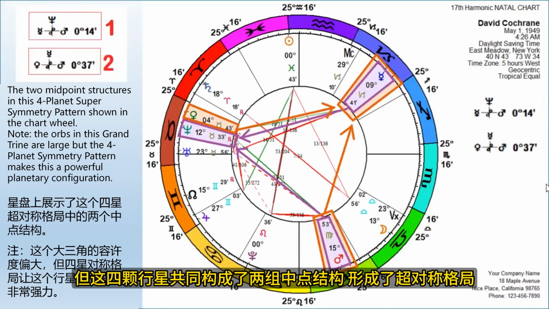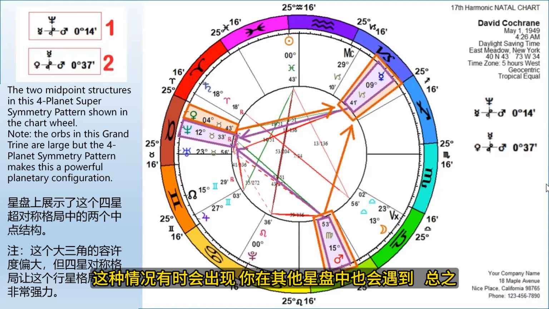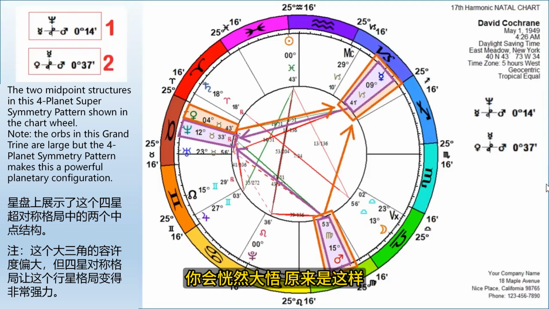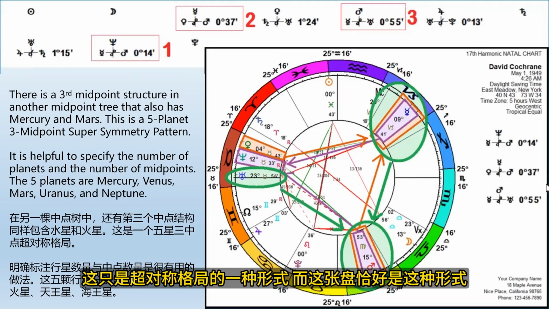But what's happening is all 4 planets are making 2 midpoint structures. They're in a supersymmetry pattern, more specifically, a double opposition pyramid. And this happens sometimes. You'll notice this in other charts. Anyway, it's fun to look at the actual chart wheel after you see in the midpoint structures what's going on. It's fun to look at it and see, oh wow, that's what's happening. It's just one way that a supersymmetry pattern can happen, but it happens to be the one way that's going on here.